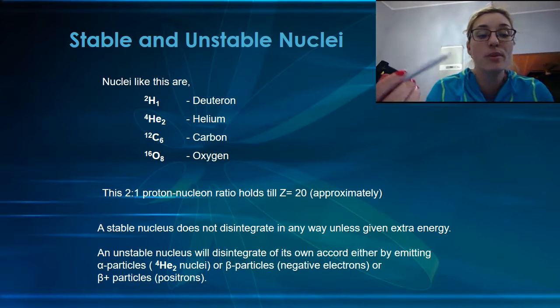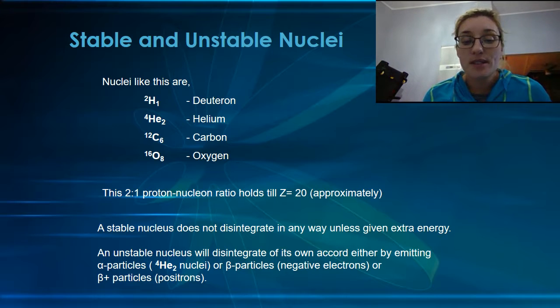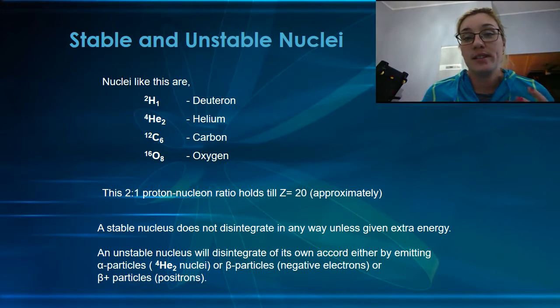So this 1-to-1 proton to neutron ratio holds up until around an atomic number of 20. After that, it tends to blow out a little bit in terms of the number of additional neutrons that are required to balance out those repelling forces. A stable nucleus doesn't disintegrate in any way unless it's given additional energy and wants to return to its ground state, and that way it may disintegrate.